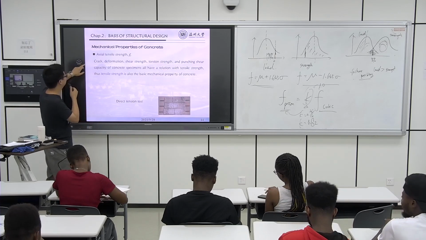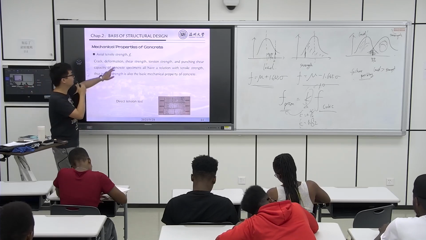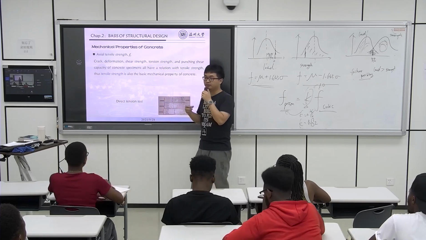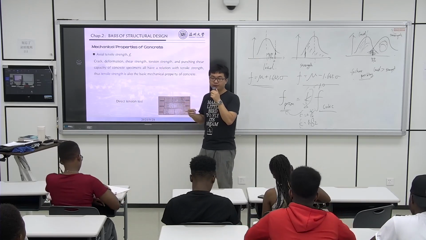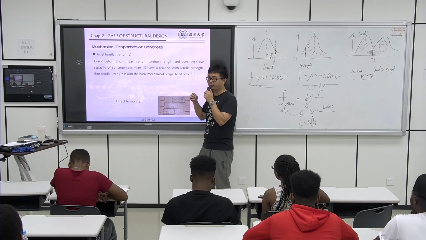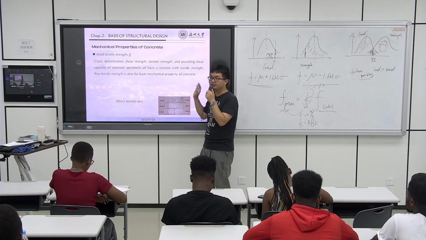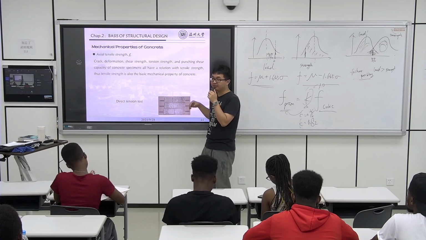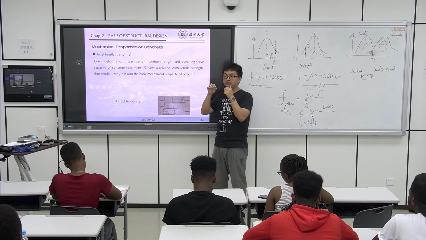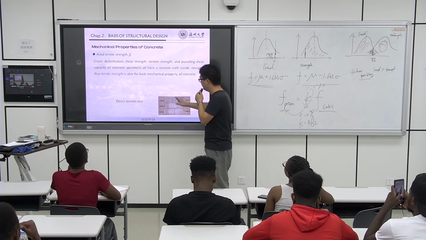The next we will talk about axial tensile strength, f_t. Remember these symbols. For the tensile strength, we know from the microscope view I showed before that there are some really small cracks already existing between the gravel and the cement. Under load, the small cracks develop and form large cracks.